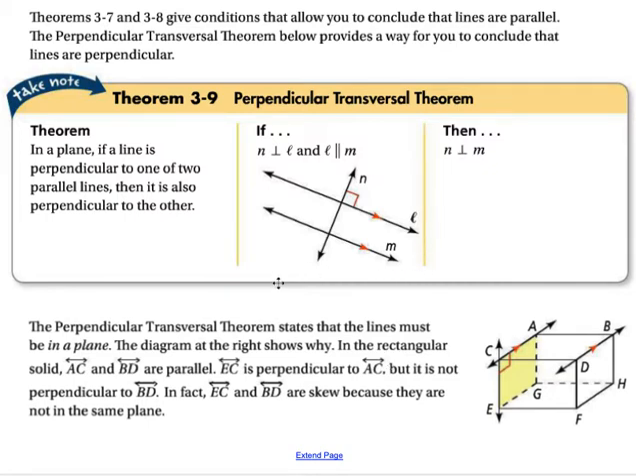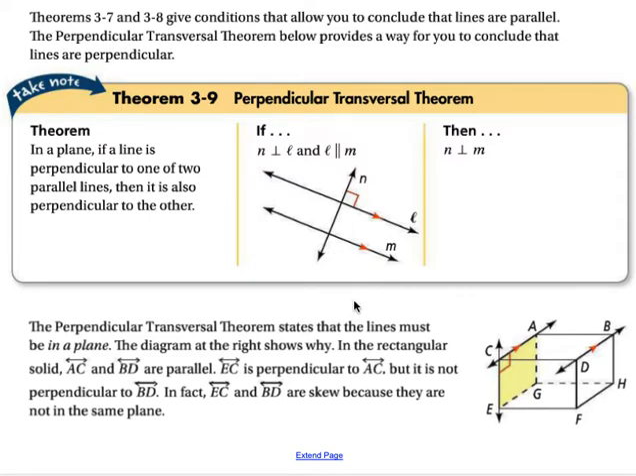So those two theorems that we just talked about, they give us conditions that help us conclude that lines are parallel. This theorem helps us conclude that lines are perpendicular. So it says in a plane, if a line is perpendicular to one of two parallel lines, then it must be perpendicular to the other. So if we have line N right here is perpendicular to L, and we know L and M are parallel, then it's going to be true that line N will also be perpendicular to line M.